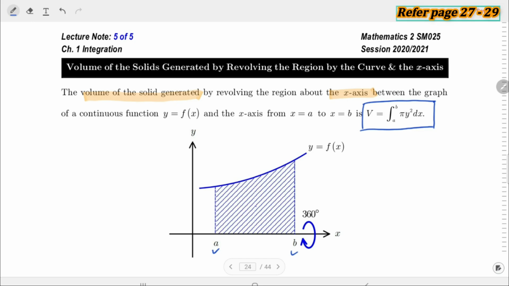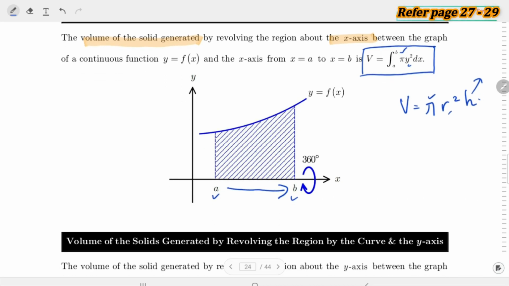Since this lesson is about finding the volume, the formula itself, if you look carefully, is similar to the formula for the volume of a cylinder. Do you still remember the volume of a cylinder? V equals pi r squared h. So pi, yes, pi r squared, the radius. The radius here is a y function. And how about h? Height. Height is represented by the limits from A to B. This is your height. This is going to be your cylinder.